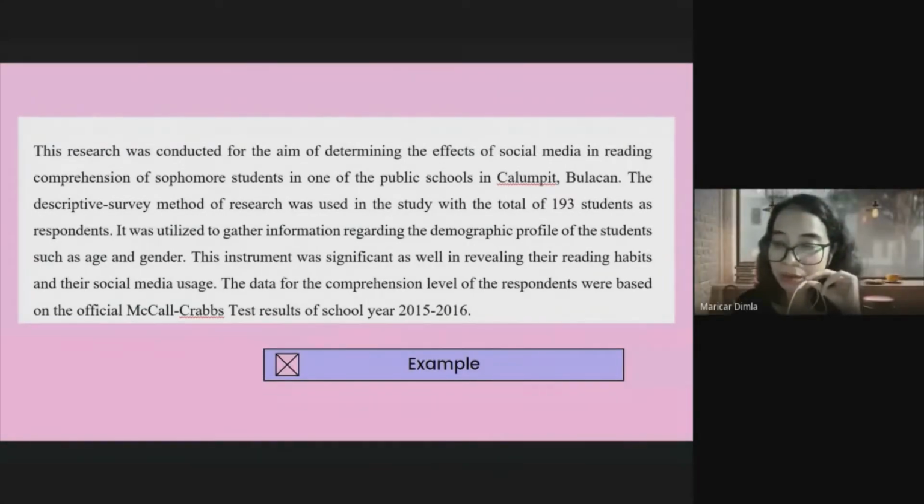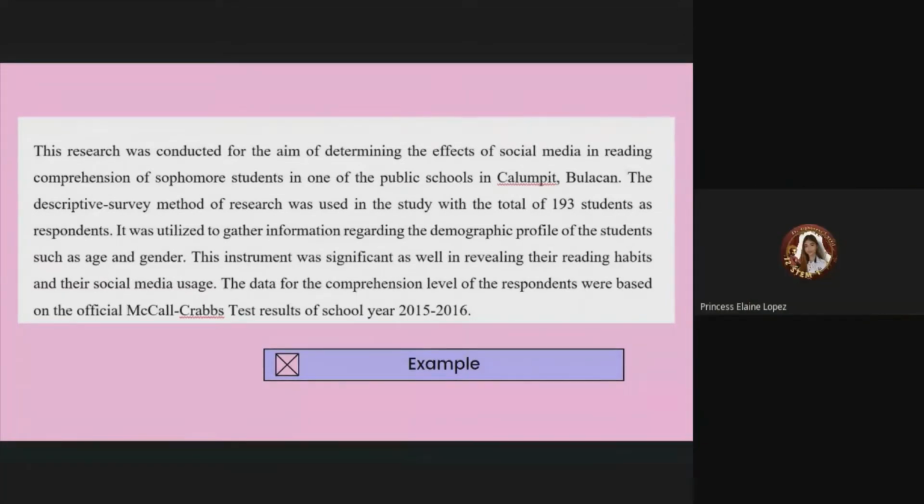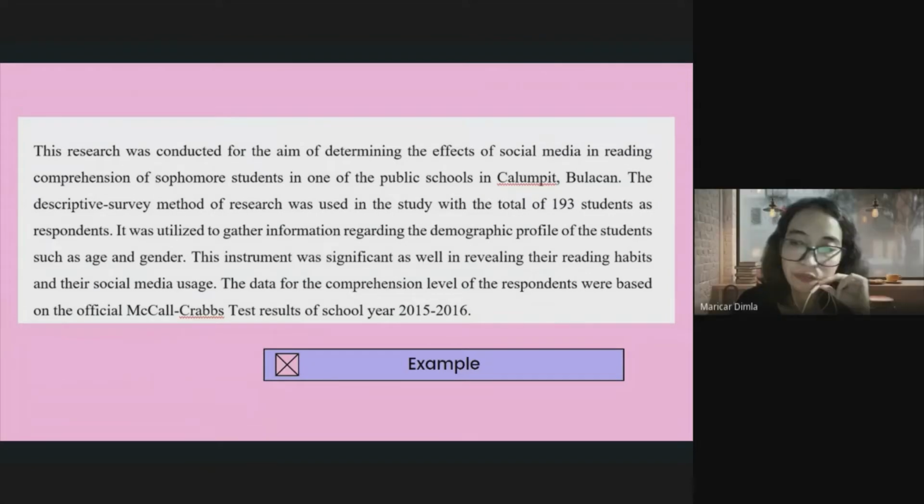So class, now how about the research locale? Class, when we say research locale, it is where your respondents came from. Kung saan kayo kumuha ng participants or respondents or kung saan kinandak yung study. So now, identify the research locale of this study. Yes, Elaine? Ano po, ma'am? Students in one of the public schools in Kalumpit, Bulacan po. Very good.